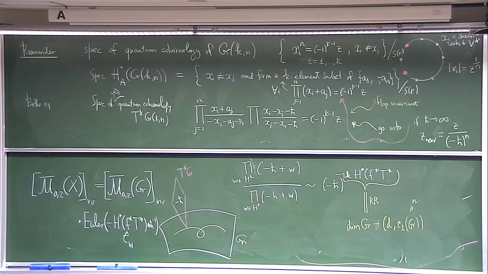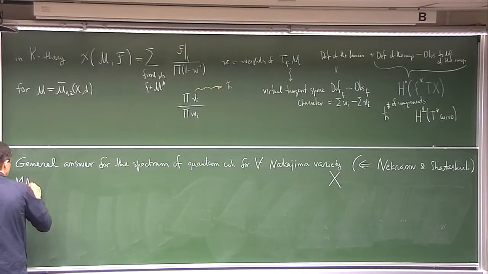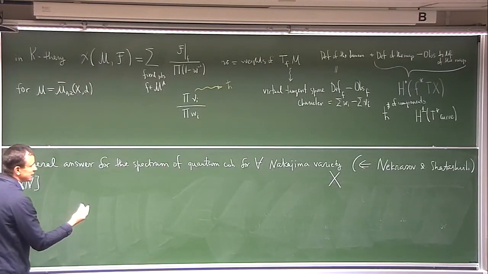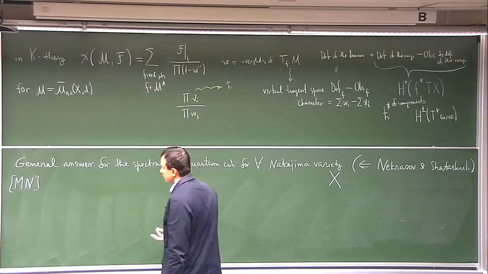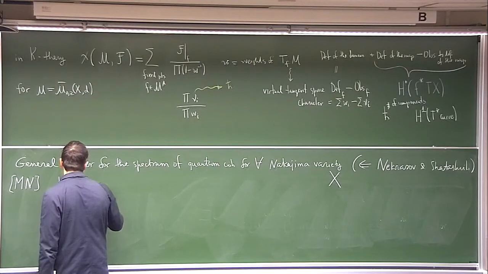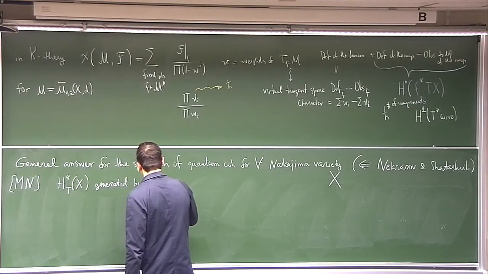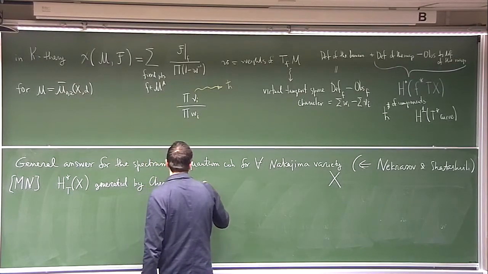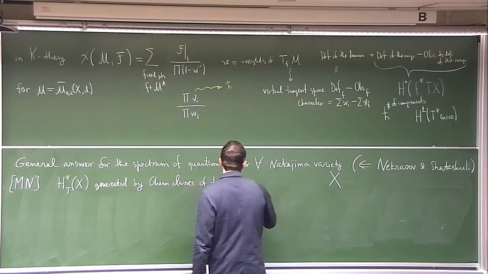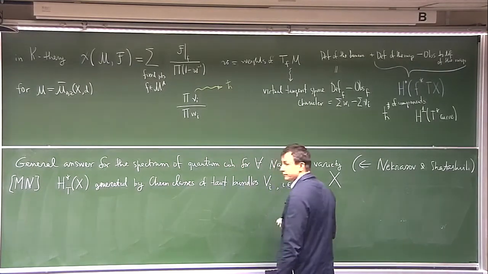So if I have a Nakajima variety X, maybe what I have in mind is there's a proof by McGerty and Nevins. This has been expected, but there was no proof. So they say the cohomology, the K-theory of the Nakajima variety, is generated by Chern classes of tautological bundles, we call them V_i, where i ranges over the vertices of the Dynkin diagram.